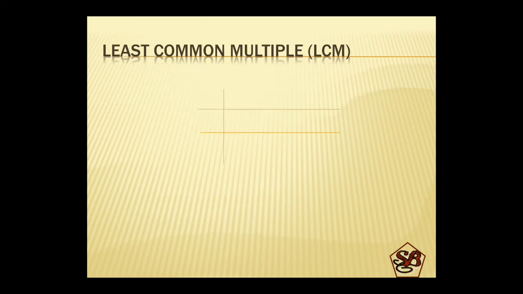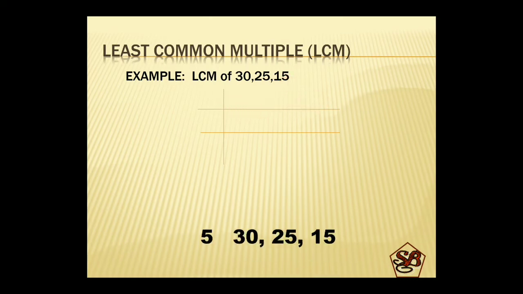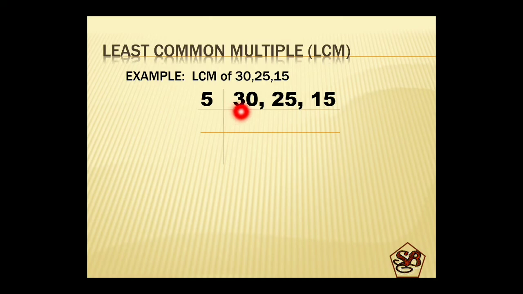Let's take one more example. This time we are taking three numbers, 30, 25 and 15, placing them horizontally here. All the three numbers come together in table of 5. So we will divide all of them by 5.